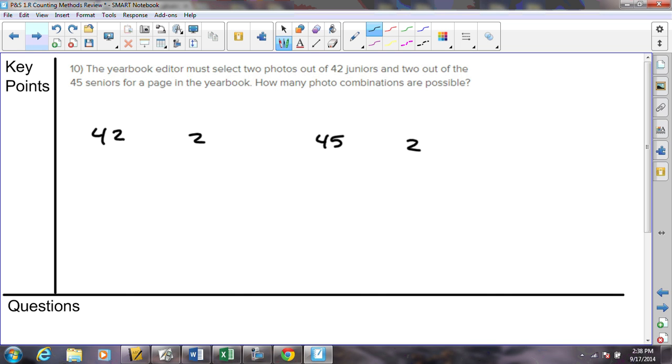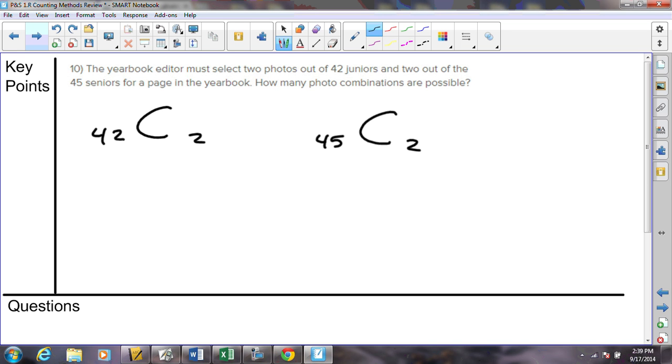Well, is this a combination or a permutation problem? Does it matter if you're the first person picked versus second person picked? No, because as long as you're one of the 2 picked, you go in the yearbook. That's why it's going to be a combination problem for both of them.